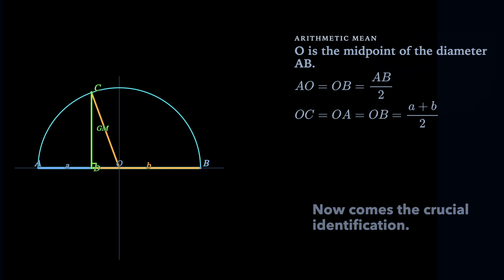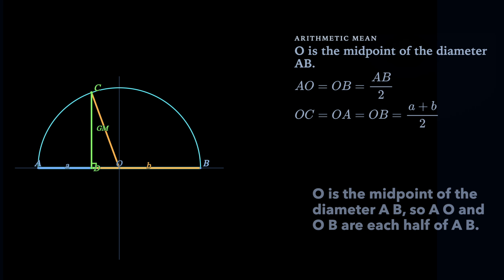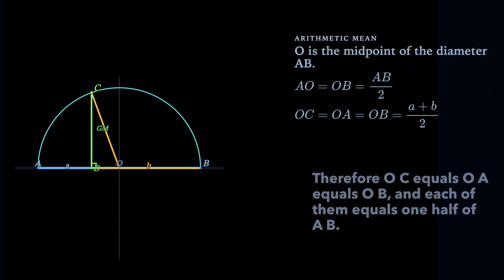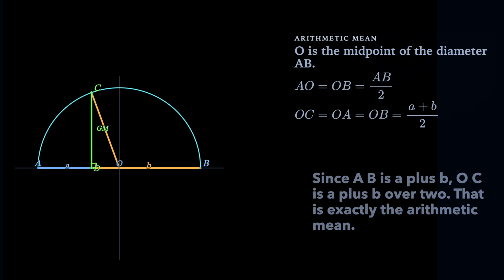Now comes the crucial identification. O is the midpoint of the diameter AB, so AO and OB are each half of AB. But O is also the center of the semicircle, so OC is a radius, and every radius has the same length. Therefore, OC equals OA equals OB, and each of them equals 1/2 of AB. Since AB is A plus B, OC is (A plus B) over 2. That is exactly the arithmetic mean.